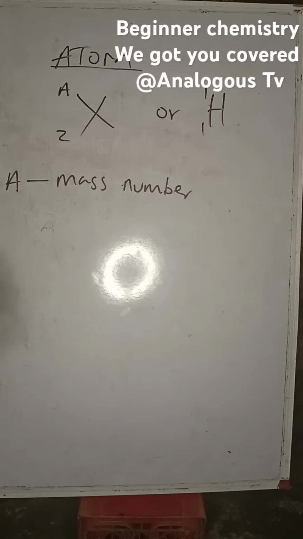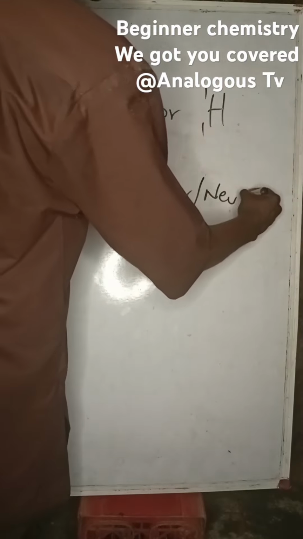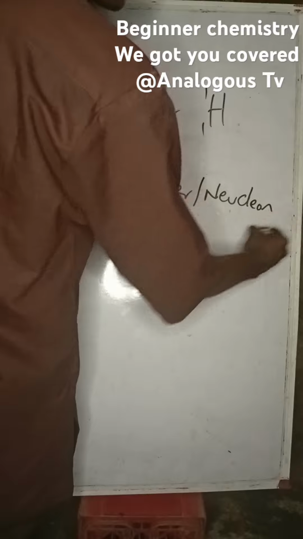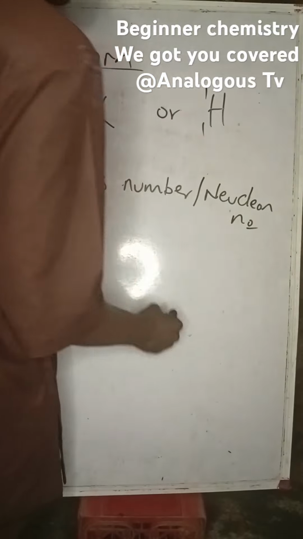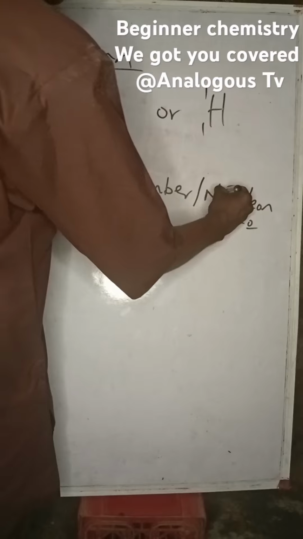Atomic mass is the mass of an atom. It's usually given in AMU. So A can be atomic mass, but basically, let's look at numbers for now. Sorry, A stands for mass number, or as I said, nuclear number. It is the sum of the major particles in the nucleus.